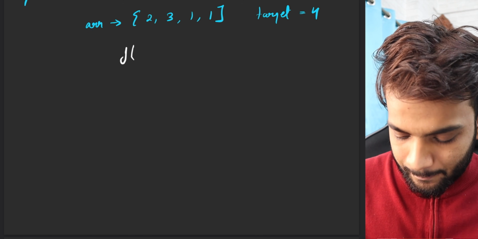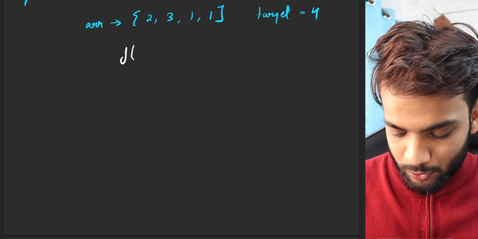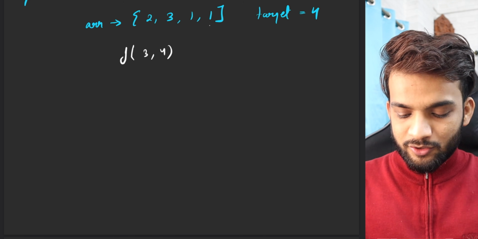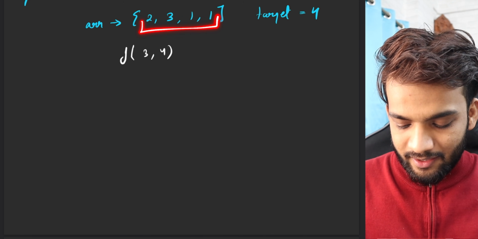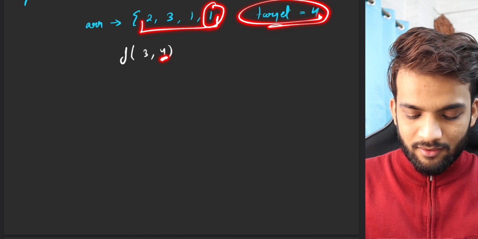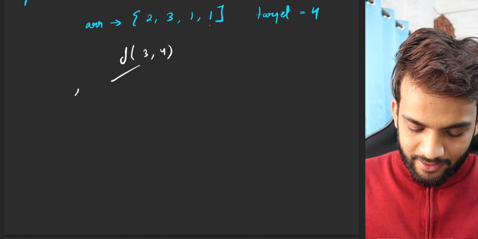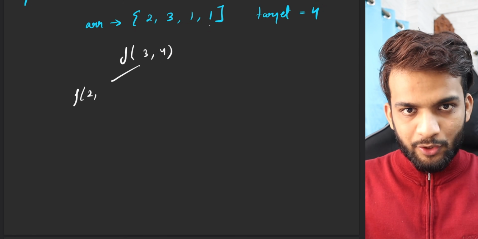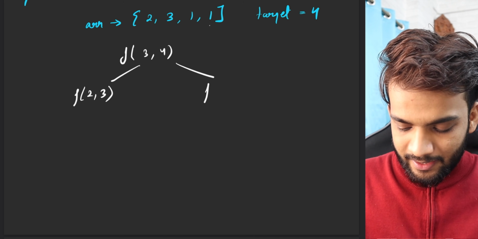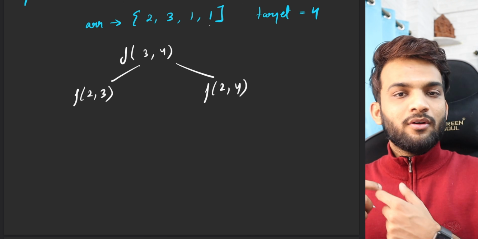So initially, where am I? I'm at this position, which is index 3, and I'm looking for target 4. So I say on this entire array, can I have a target 4? So I'm like, okay, let's take this guy. If I take this guy, I'll go to index 2 with a reduced sum of 3. And if I say I'll not take this guy, I'll go to index 2 and I'll still be having 4.